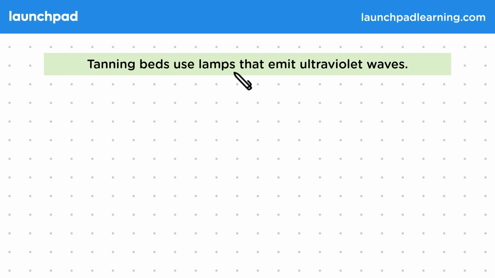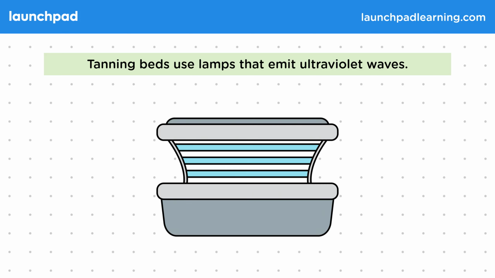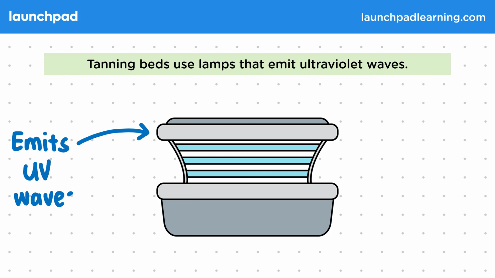Tanning beds use lamps that emit ultraviolet waves. Now, tanning will happen naturally from the ultraviolet waves in sunlight, but we can make tanning happen more quickly using beds like this one. These beds contain lamps that will emit ultraviolet waves. These waves will cause our skin to tan when we come into contact with them. Let's now go back to visible light and look at some other uses for that.